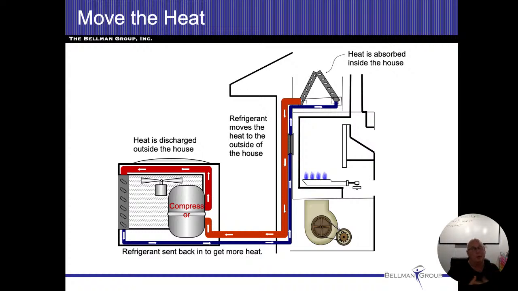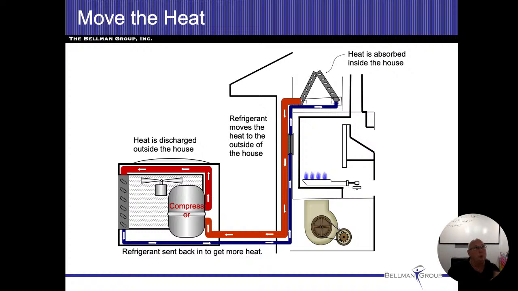Usually it goes up to somewhere around 150 degrees. Let's say it's really hot out and it's 100 degrees outside. The refrigerant's going to be 150 degrees. The outside air is going to be 100 degrees. So the heat is going to be transferring from the refrigerant to the outside air.